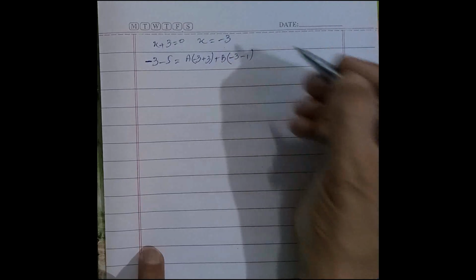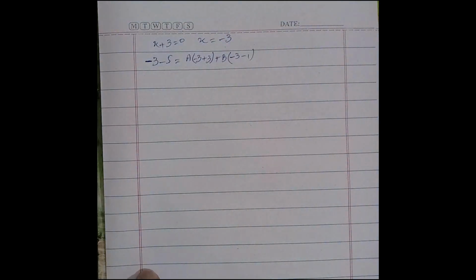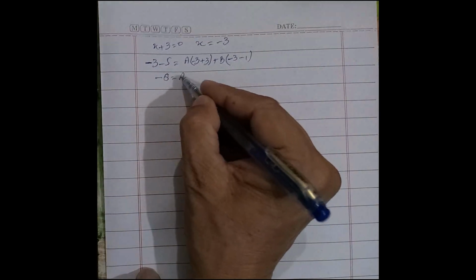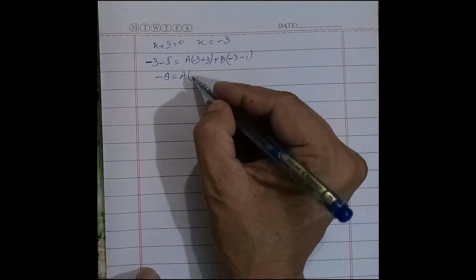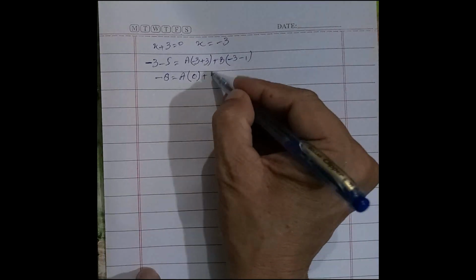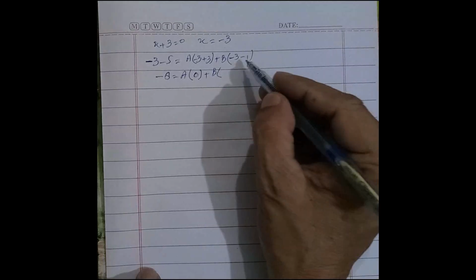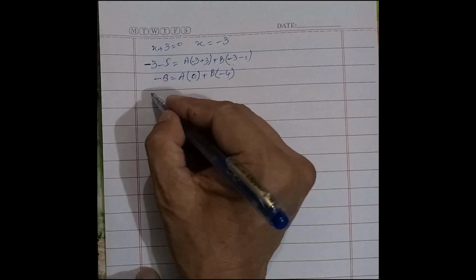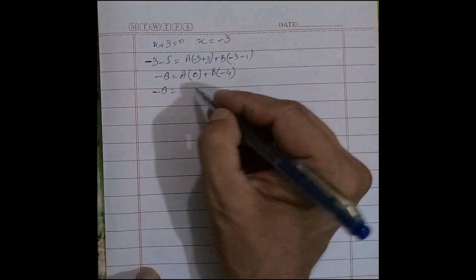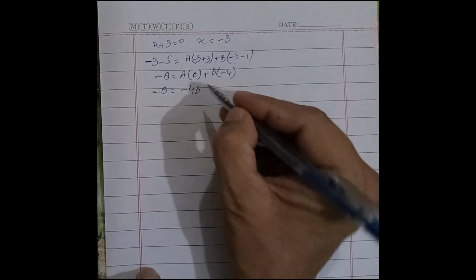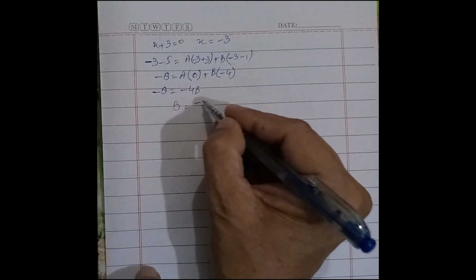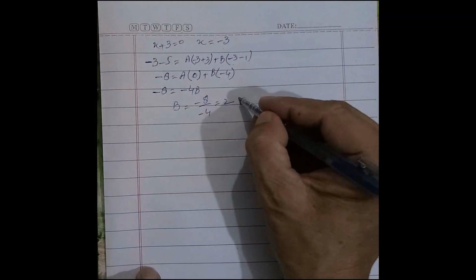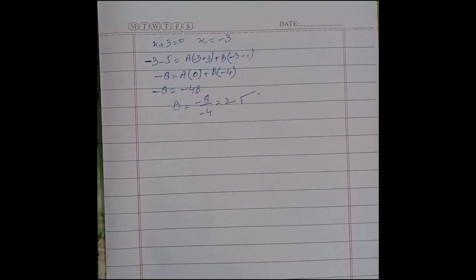into minus 3 minus 1. Now simplify these values. We get minus 3 minus 5 is equal to minus 8. A into minus 3 plus 3 is equal to 0, plus b into minus 3 minus 1 is equal to minus 4. Further, by simplifying, minus 8 is equal to minus 4b, and b is equal to minus 8 over minus 4, which is equal to 2, and it is the value of b.